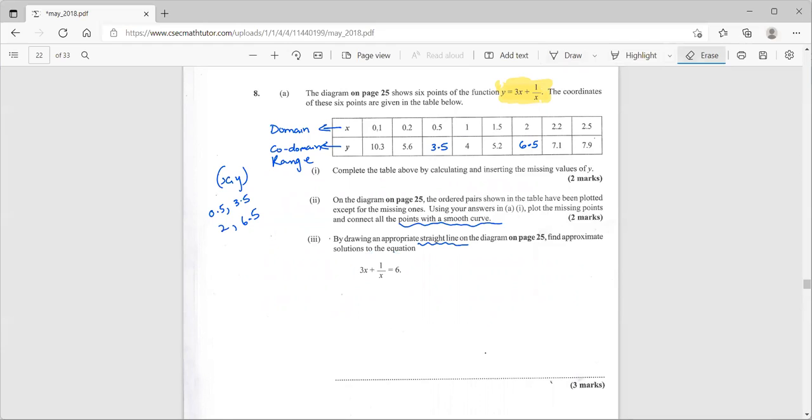3x plus 1 over x is equal to 6. What can you identify from this? The whole function is equal to 6. Correct, the function 3x plus 1 over x, they just put it in front. So this could have been 3x plus 1 over x equals y, right? But they said it's now equal to 6. So 3x plus 1 over x is equal to 6.